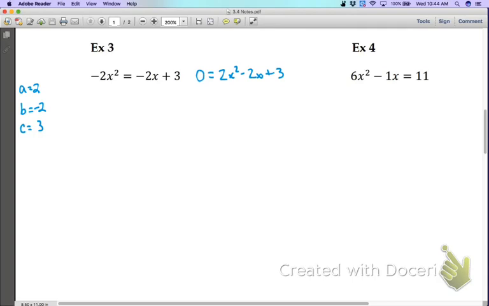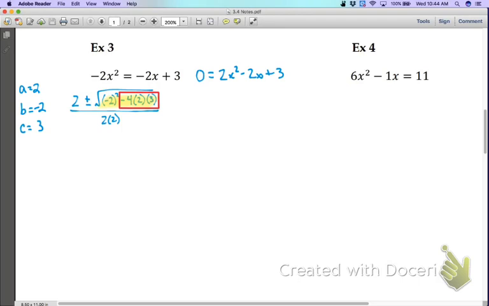So the opposite of B, so 2 plus or minus the square root of B squared, so negative 2 squared minus 4 times A times C, all over 2A, so 2 times 2. So do everything inside of the radical first. Again, group that negative with the 4. It'll make it a lot easier whenever you multiply.